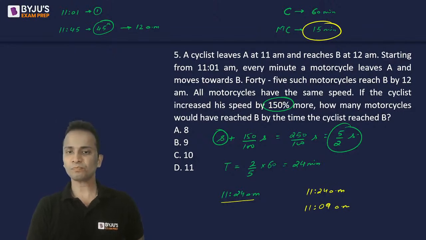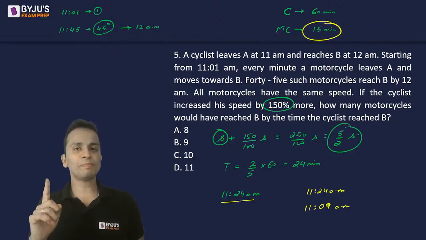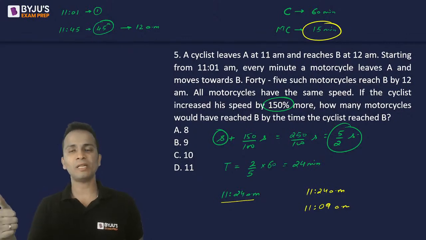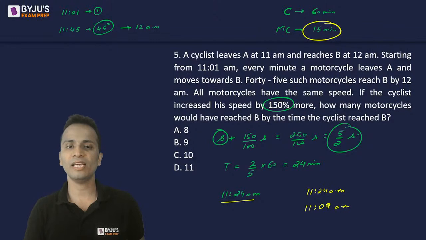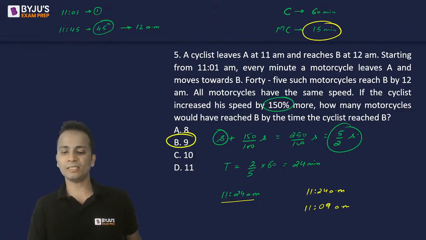Okay, right? So at 11:01 the first motorcycle started, and at 11:09 the last motorcycle. That means the total number of motorcycles will be 9. So the correct answer for this question will be option B, that is 9.